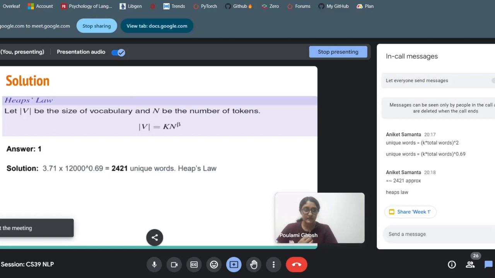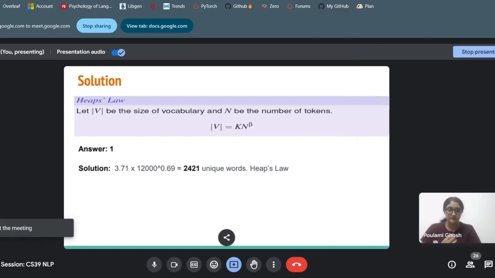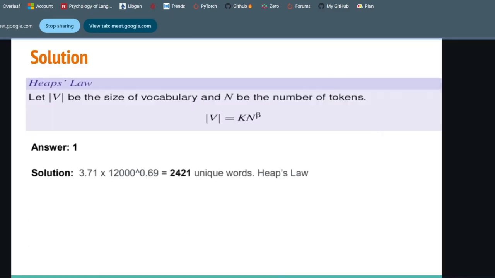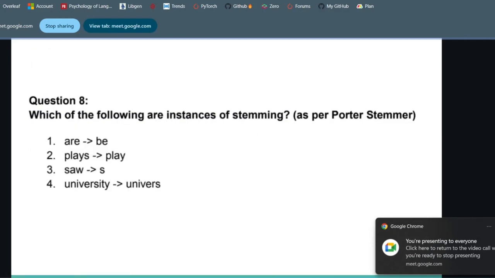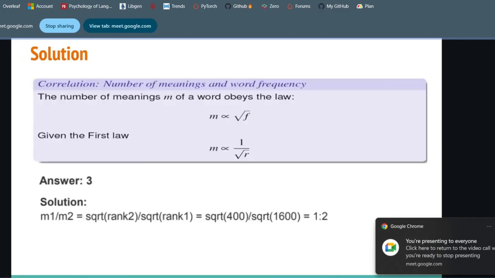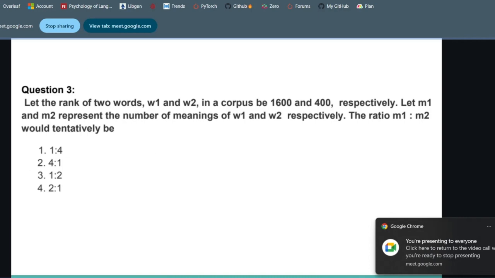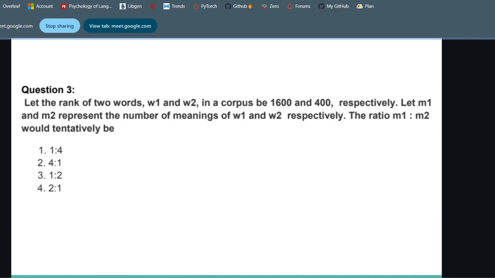Ma'am, if you don't mind, can you please go back to that third question? I have a confusion regarding that answer based on that formula. Sure, this one? Yes, ma'am. So here you see, there are two words given, W1 and W2, and the ranks are 1600 and 400. And there could be multiple meanings associated with a single word, as the professor said in the lectures.